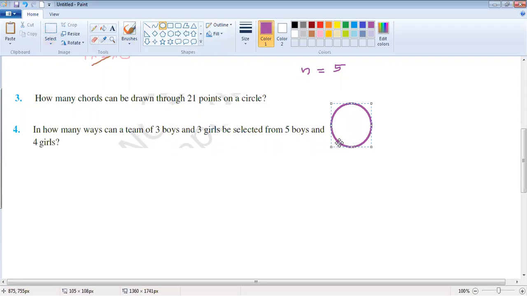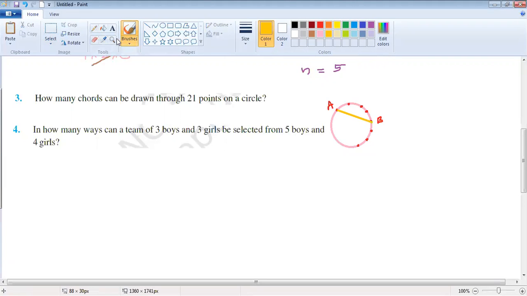So for example, just for a sample, 21 points are here on the circle. Like this, say I just draw one example only. Here A and B. Using these 21 points, how many chords can be drawn? We know that a chord is a line joining 2 points on the circle. AB is a chord.